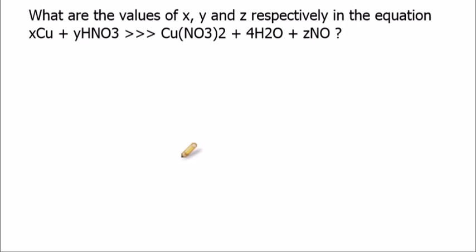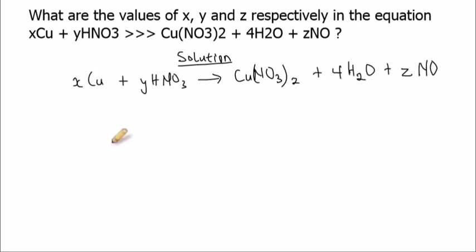What are the values of x, y, and z respectively in the equation? Solution. The first thing we'll be doing here is to write out the equation given in the question. After writing out the equation as it is in the question, we will be rewriting out the equation again as though we do not have any unknown, that is, we do not have the variables of x, y, and z.